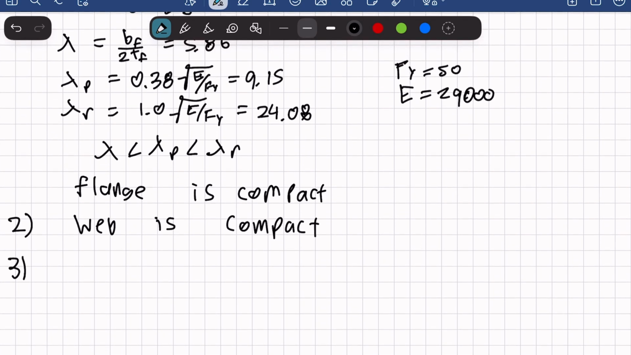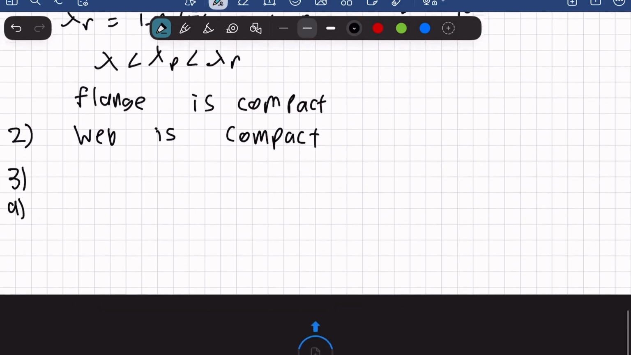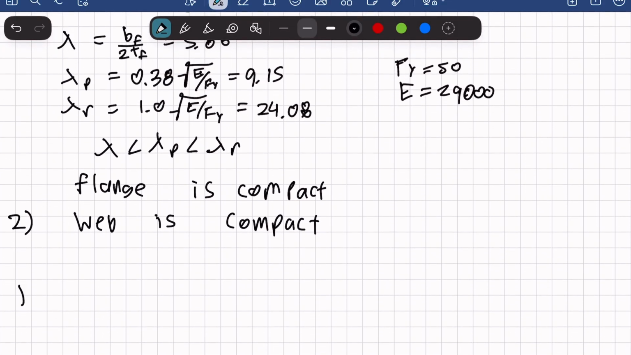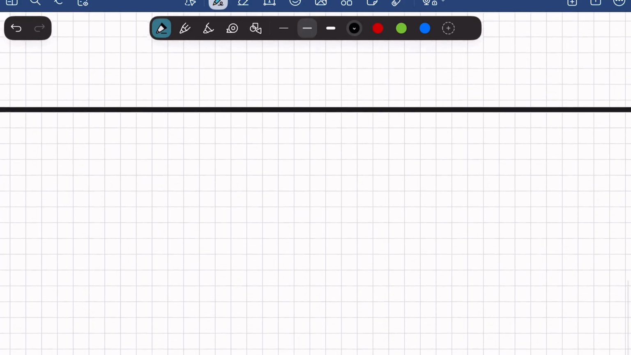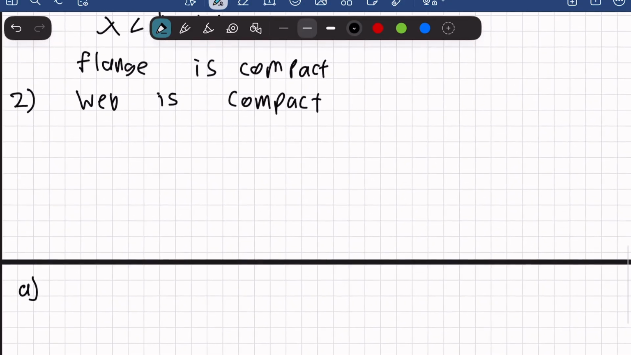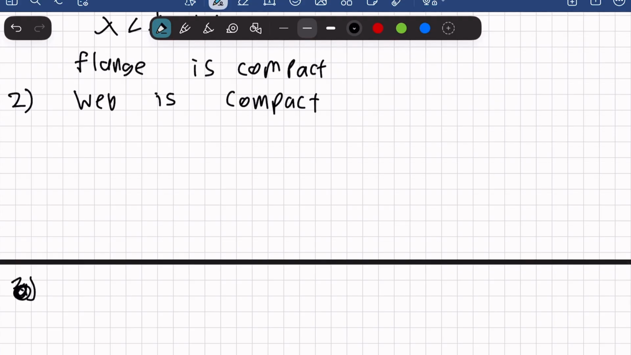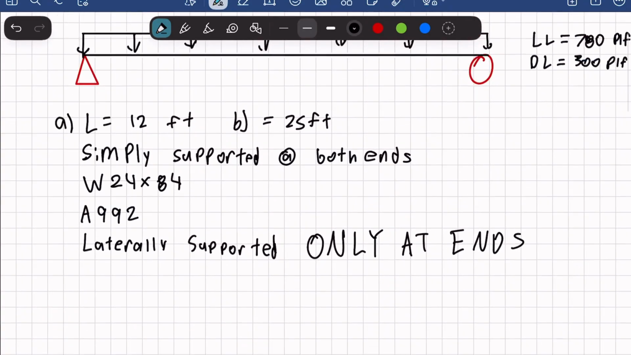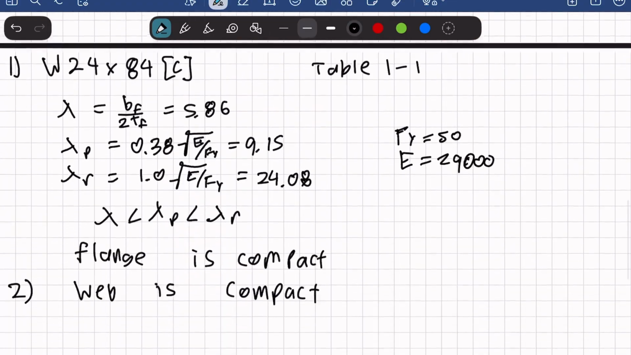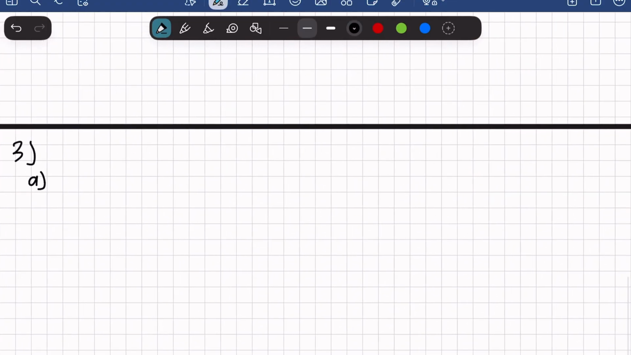So we're going to start now. This is where we're going to split up into parts A and B. We're going to proceed with part A right now, and we'll go onto a new page to do that. Part A, I'll write it this way, 3A. We are told that our beam was 12 feet long, and since it is only supported at the ends, that means that LB is equal to 12 feet.